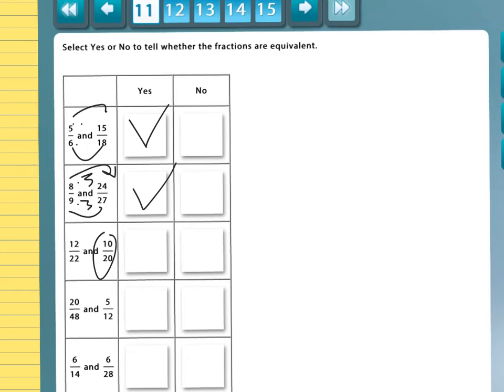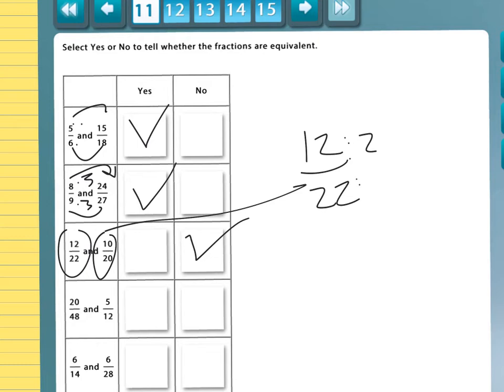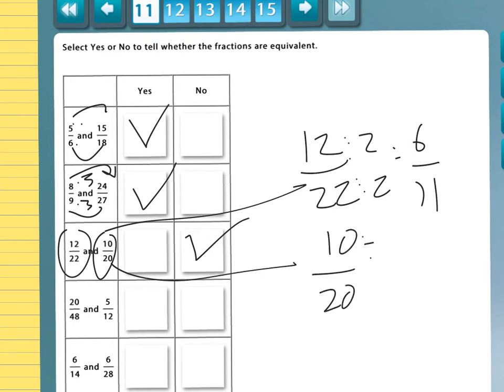Well, this is a half, and this is more than a half, and there's no way you can multiply anything by 12 to get to 10, so those are not equivalent. But if you wanted to simplify both of those just to check, you do 12/22, you divide by 2 and 2, and you'd end up with 6/11, and then simplifying 10/20, you divide them both by 10 because 10 is a common factor of both of those, so you end up with 1/2, and you can see that those are not equivalent.